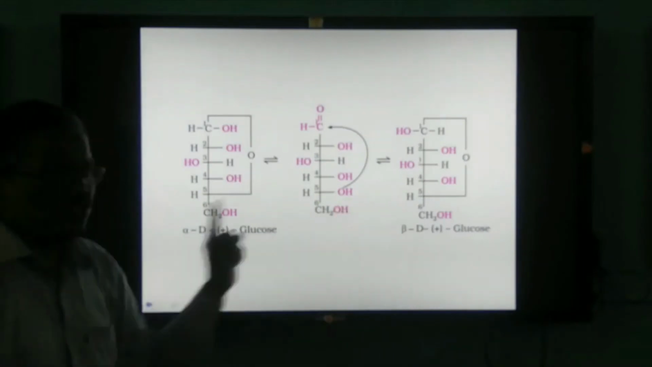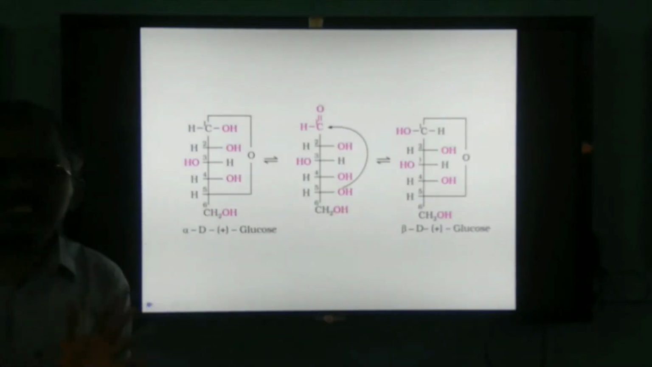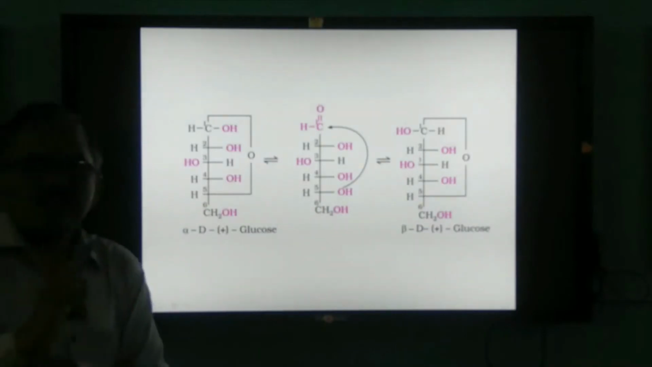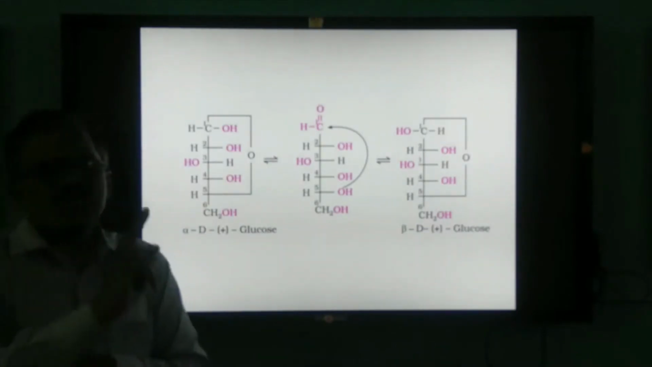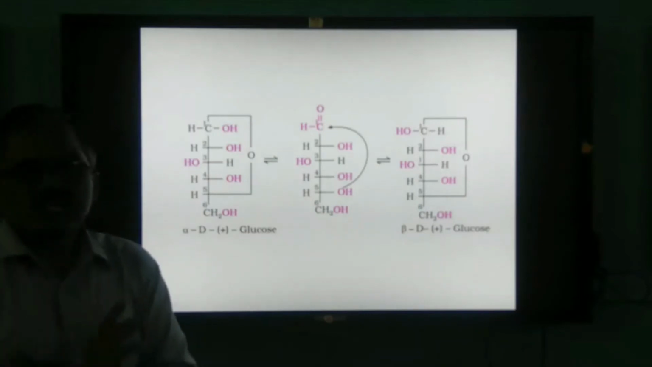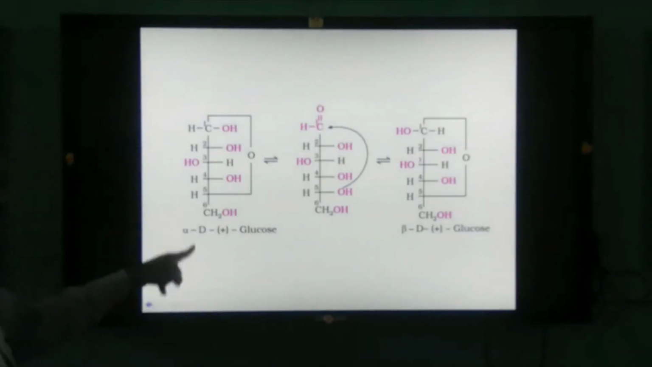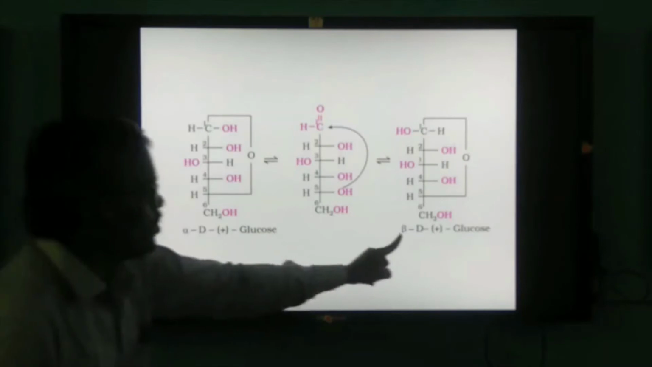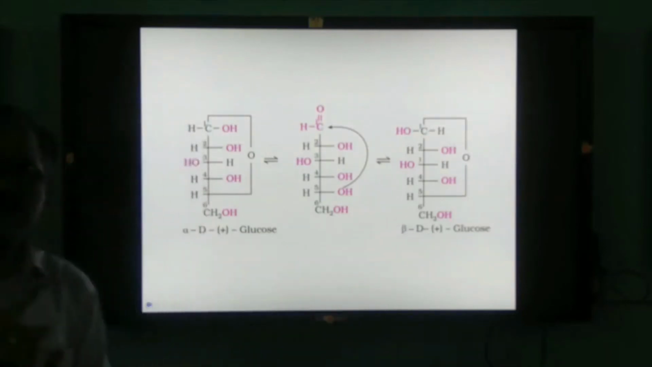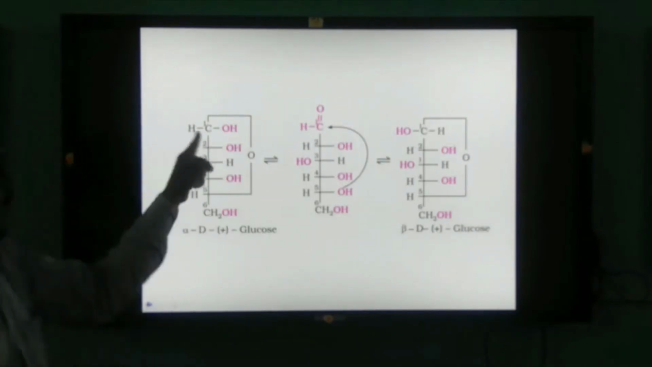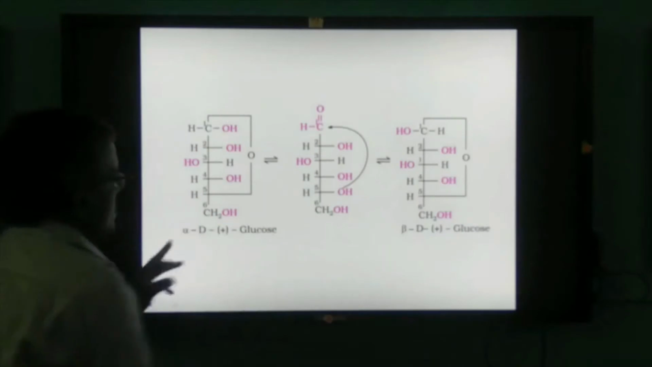So these two isomers, which are cyclic structures of glucose, differ in the arrangement of H and OH only on the first carbon. Such isomers we call anomers. Moreover, this glucose is called alpha, and this glucose is called beta. Why did the alpha and beta names come? Just because of the spatial arrangement of H and OH on carbon 1. That's the only difference between the first and the last structure.